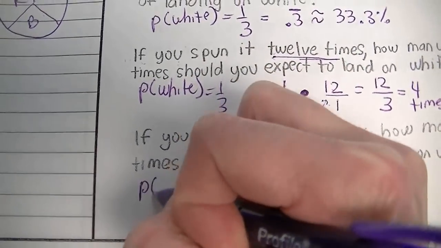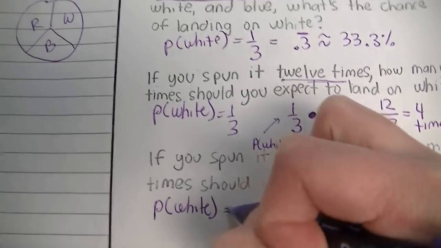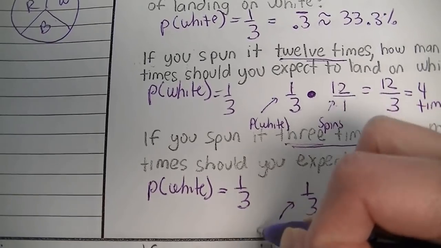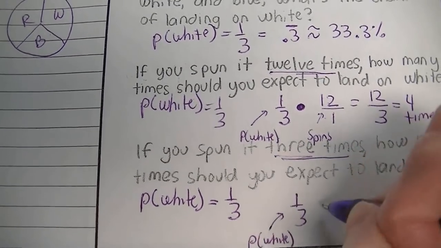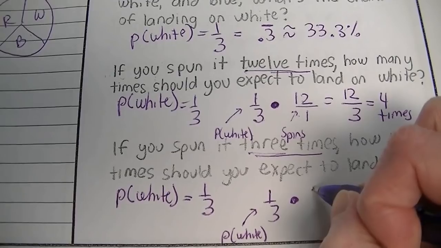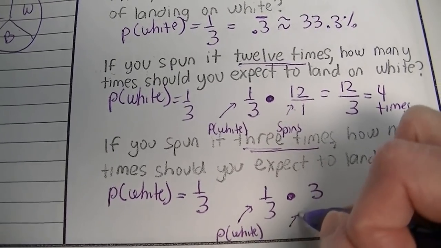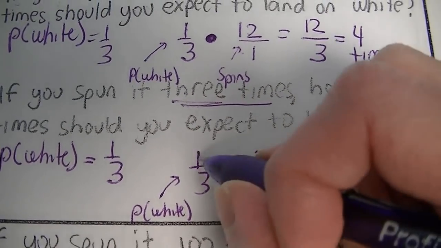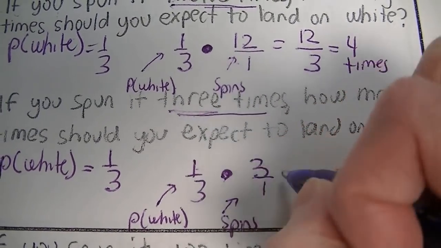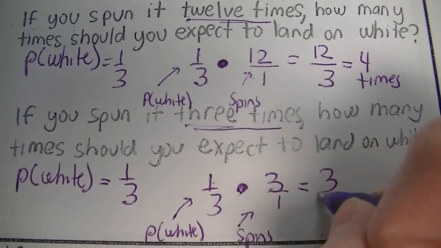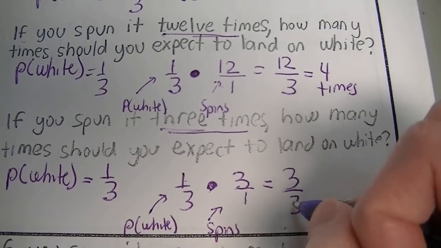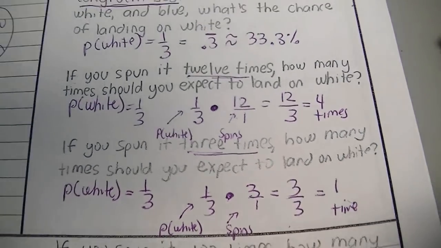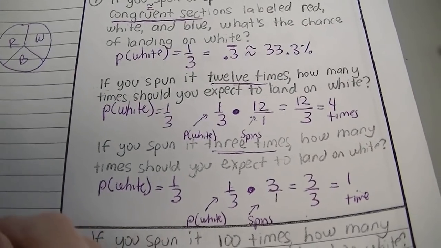So again, start with the probability of landing on white. Well, the probability of landing on white is 1/3. So we're going to start with that 1/3 because that's the probability of landing on white. You're going to multiply it by the 3 spins. And since I'm multiplying by a fraction, I'm going to make them both fractions so it's really easy for my brain. 1 times 3 is 3. 3 times 1 is 3. So that would be 3 out of 3. 3 divided by 3 is 1 time.